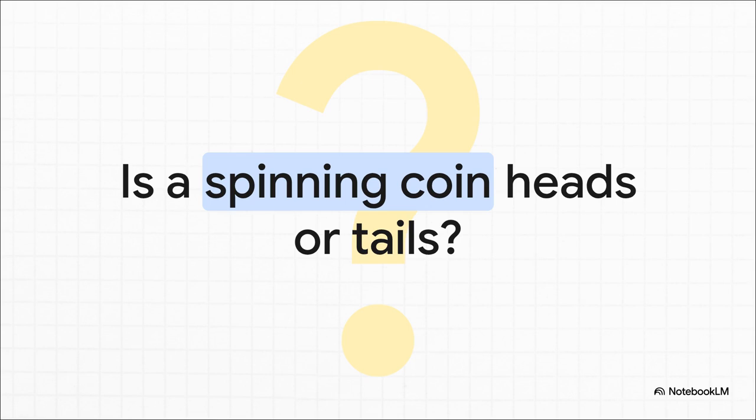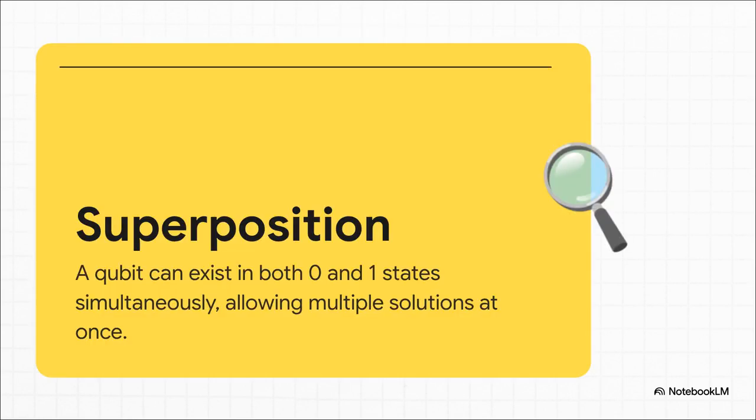But think about that exact moment when the coin is actively spinning in the air. What state is it in right then? Is it heads or is it tails? While it's spinning in a blur, you could accurately argue that it's both heads and tails at the exact same time. And that brilliantly illustrates superposition. Just like that spinning coin, a qubit can exist in both the 0 and 1 states simultaneously.